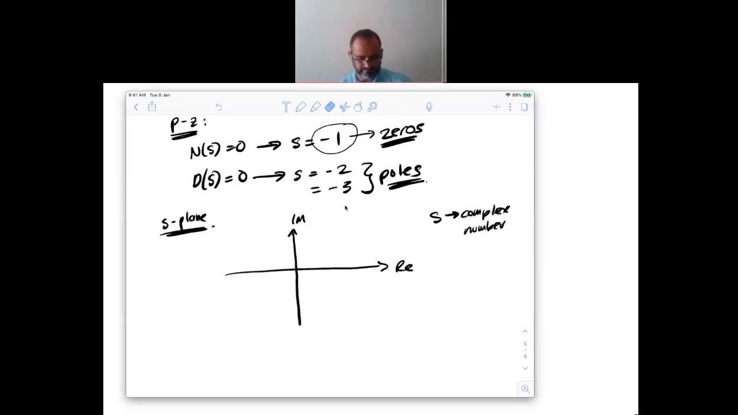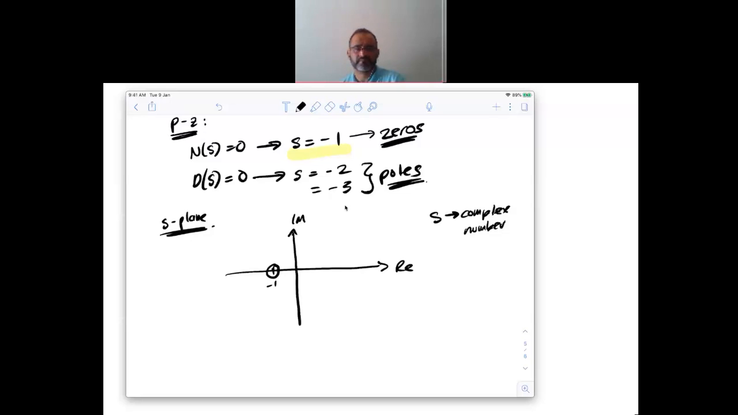So if it's a complex number, when I have S equals minus 1 here, it means that S is a complex number with real value only. Minus 1 is the real value only, there's no imaginary part. So if I plot it in the graph of the S-plane, that will give me a minus 1 value, isn't it?